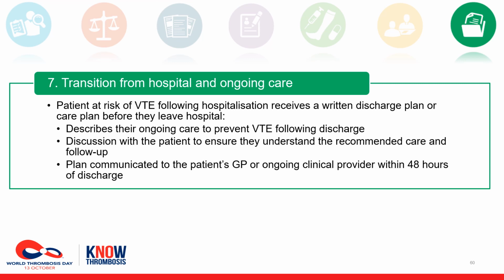So transition from hospital to ongoing care. Last one, we're nearly there. So a patient at risk of VTE following hospitalization receives a written discharge plan or care plan before they leave hospital. Basically, if someone's going home on extended prophylaxis, that the patient should know what they're doing, the carer should know what's going on, and the GP should know exactly what's going on. Pretty simple.